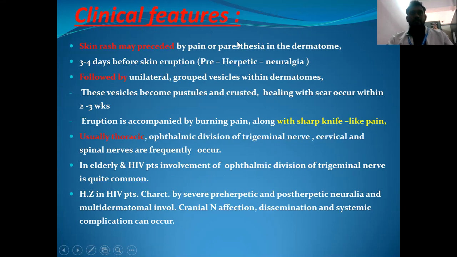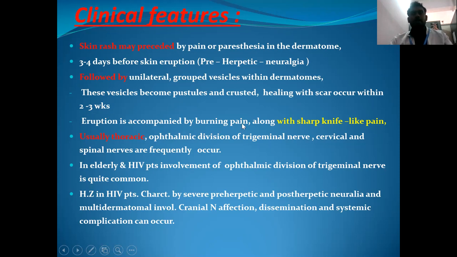Clinical feature: pain and paresthesia in a dermatomal distribution 3 to 4 days prior to the eruption. We can see this prodrome, which presents as pain or paresthesia in the dermatome. It is followed by unilateral grouped vesicles within the dermatome. These vesicles become pustular and crusted, healing with scar within 2 to 3 weeks.